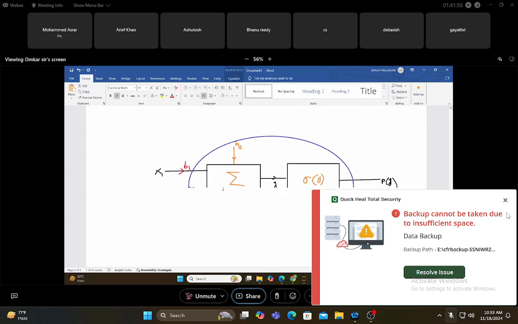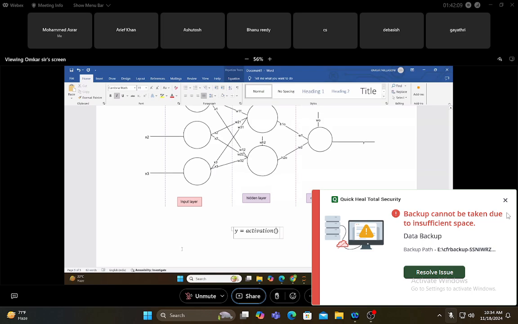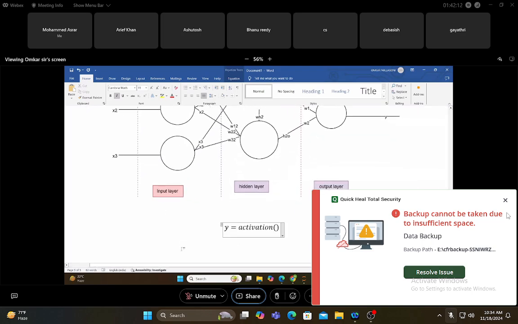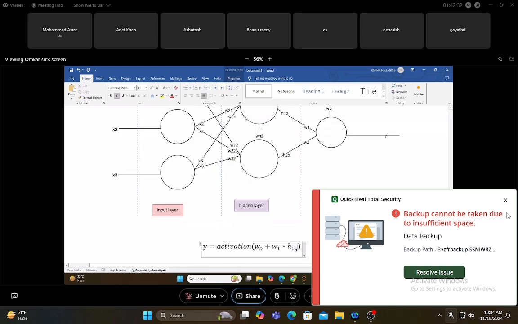Write quickly. Tell me, Shivendra, y is equal to activation of... If you forget the activation, they will not get the job. Activation you should write. Activation is very, very important. Activation of W naught plus W1 into H1 0, plus W2 into H2 0. Very good.